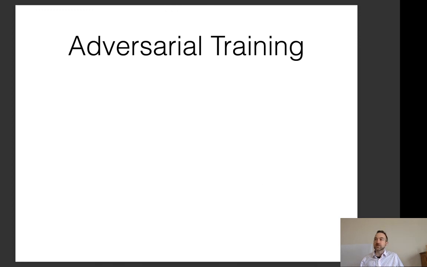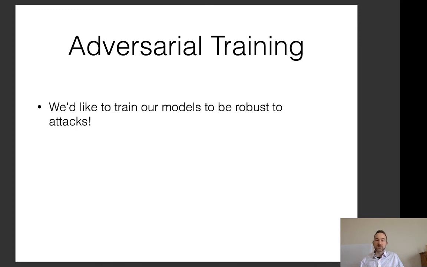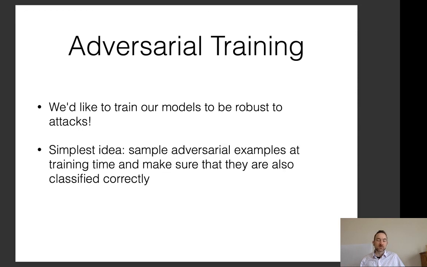So finally, I'd like to mention adversarial training, and basically we'd like to train our models to be robust to attacks, especially in high-stakes settings. So for example, let's say we're building a spam filter. Spammers would like to replace one letter in their input and fool our model. So we'd like to train our models to be robust to this. So there's a very simple idea where basically we sample adversarial examples at training time and make sure that they're also classified correctly.